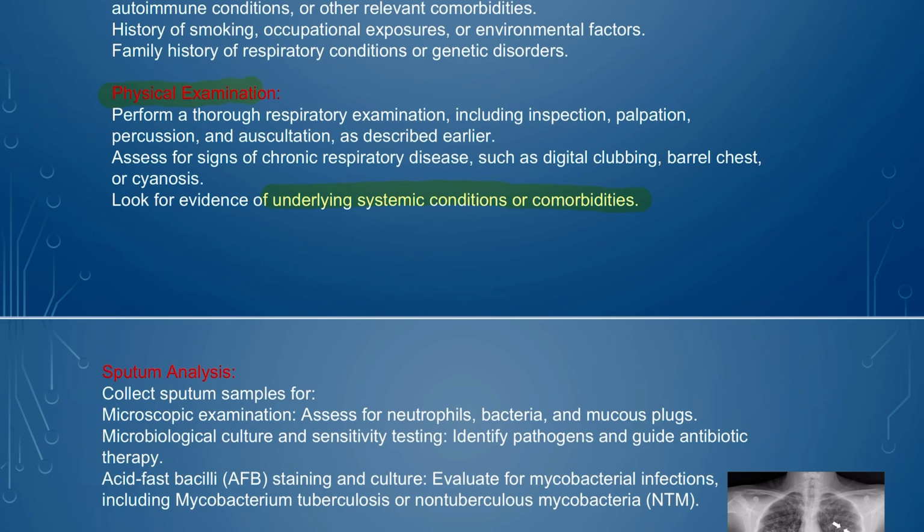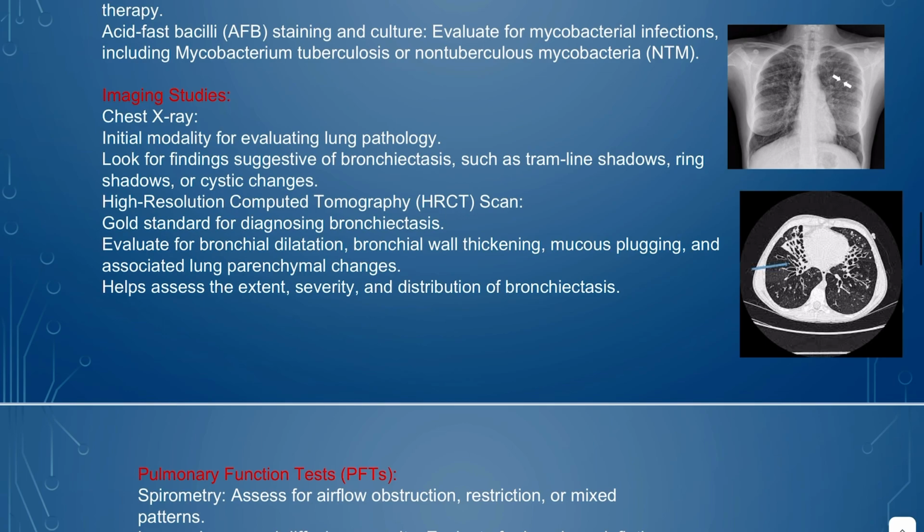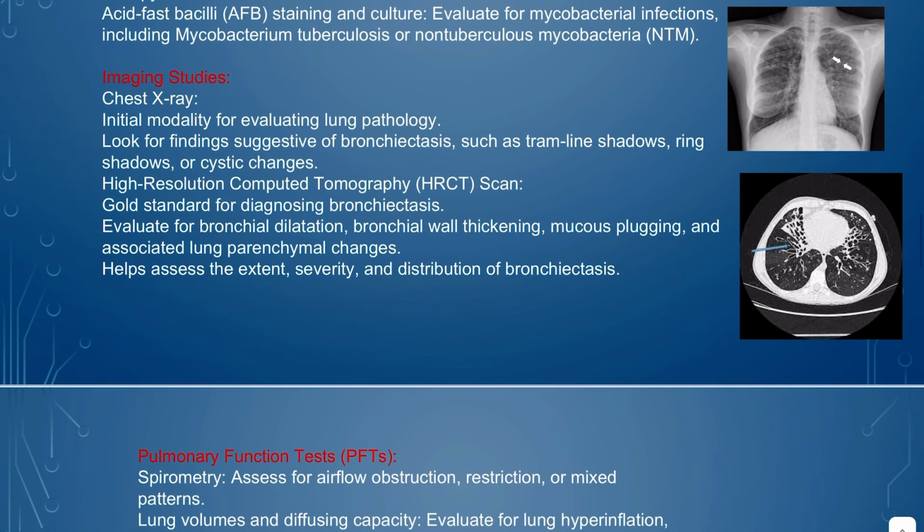the bronchiectasis. Sputum analysis is important to assess for neutrophils, bacteria, and mucus plugs, with microbiological culture and sensitivity testing. We also want to do AFB staining and culture. About the imaging studies, we want to do a chest X-ray, the initial modality for evaluating lung pathology. We look for signs of bronchiectasis, particularly tram-line shadows, ring shadows, or cystic changes. Here you can see some ring shadows.